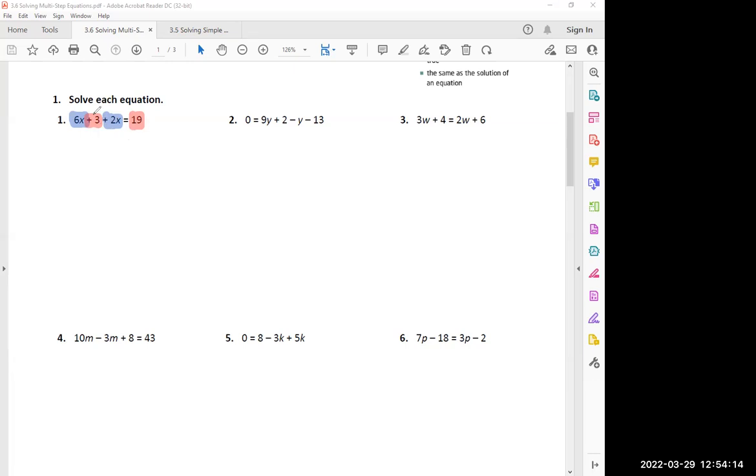So how do you get rid of it, Michael? Yeah, let's turn it into a 0. But if you do it to one side, gotta do it to the other. So I'm left with 6x, 2x, 3 minus 3, that's nothing. 19 minus 3 is 16. Stop right there. Any questions? Because that's a new step. That's something we haven't done before. Leave all the variables on one side, bring everything else to the other side.